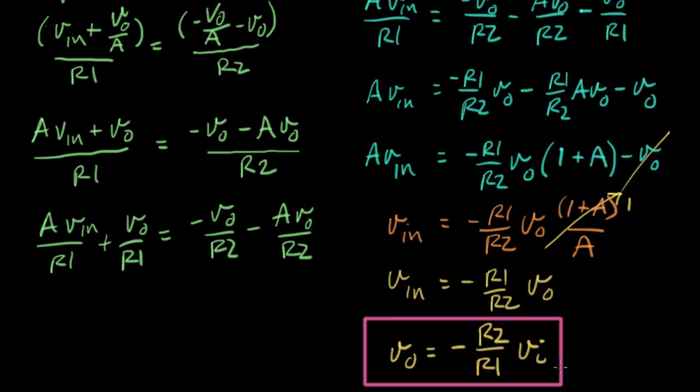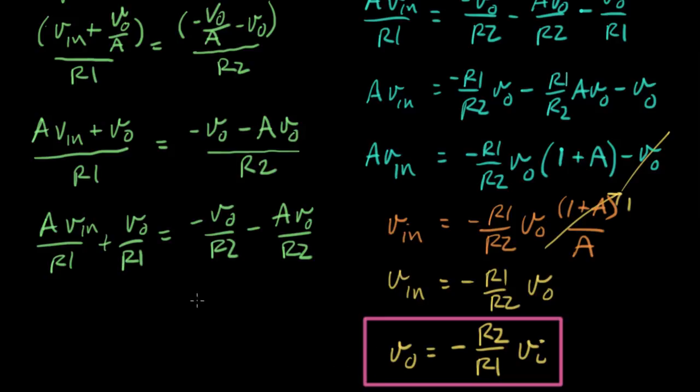So this is what our op-amp is doing for us. It basically says V out is the ratio of two resistors times V in. The gain of the overall circuit is determined by the ratio of those two resistors. And very importantly, there's a minus sign in front of it. The minus sign came all the way through.